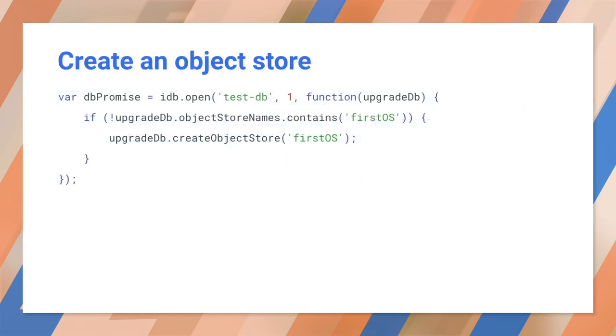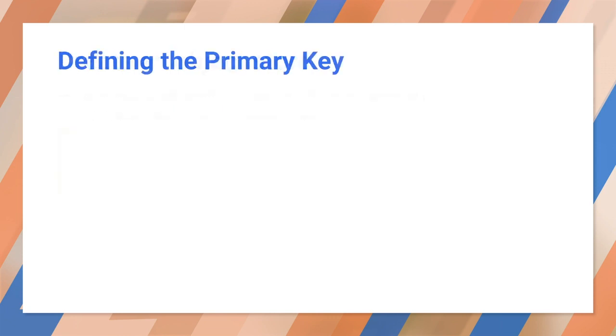Inside the upgrade callback, we'll receive an upgrade database object. We can then create the object store by calling createObjectStore. If we try to create an existing object store, we'll get an error. So remember to check the object store names first. Like any other database, each object store can have a primary key. This is a value that uniquely identifies each object in the store. If you want a primary key, you need to define it when you create the object store.